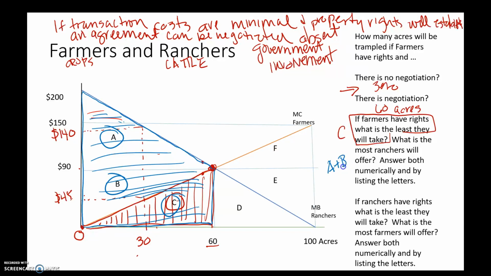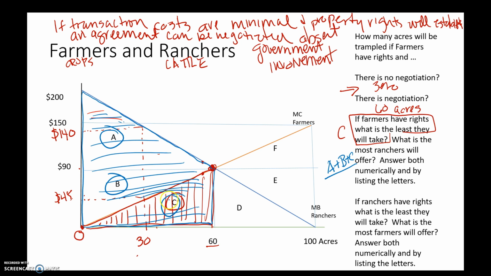In this tutorial, I'm not going to do the numerical. You can see it asks to answer both numerically, but the numeric can be figured out by you guys using your algebra. Triangles being 1/2 base times height, and rectangles being base times height.